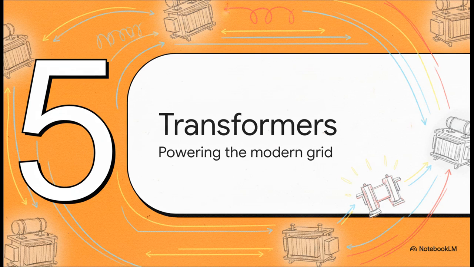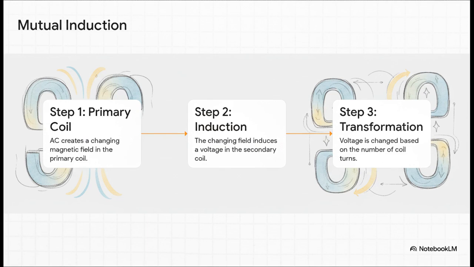And that brings us to the grand finale, the one device that truly made AC the undisputed champion and makes our entire power grid possible, the transformer. So how does it work? It's a beautiful principle called mutual induction. First, you run AC through a coil of wire. Because the current is alternating, it creates a magnetic field that's constantly growing, shrinking, and flipping.